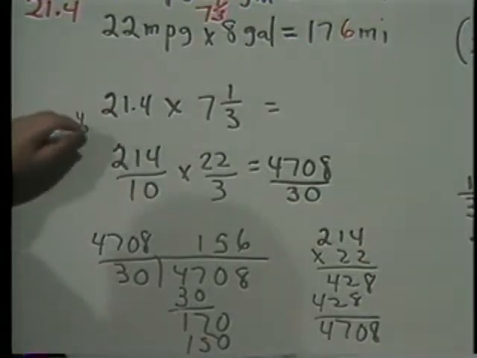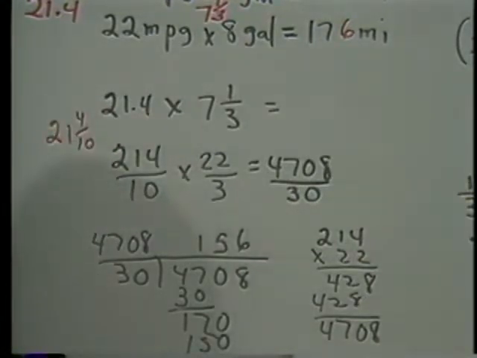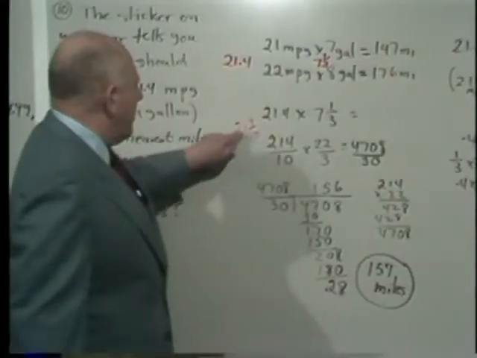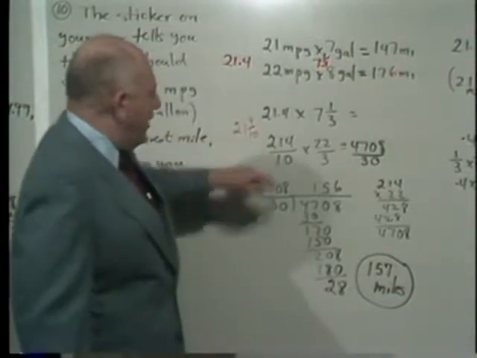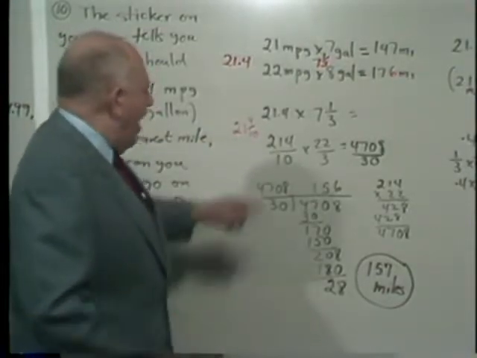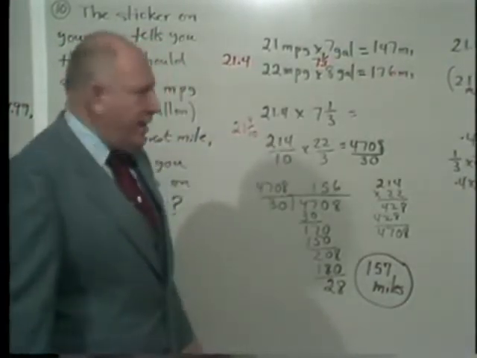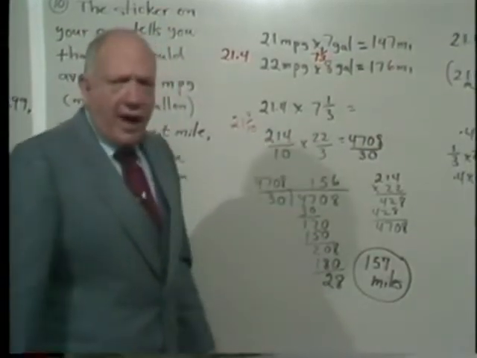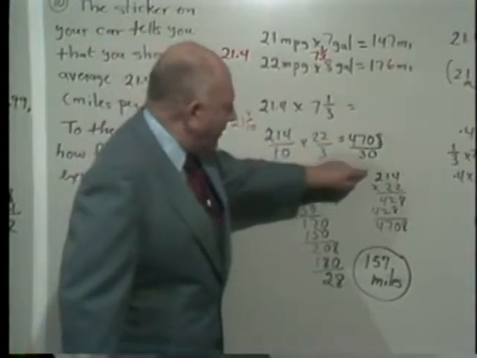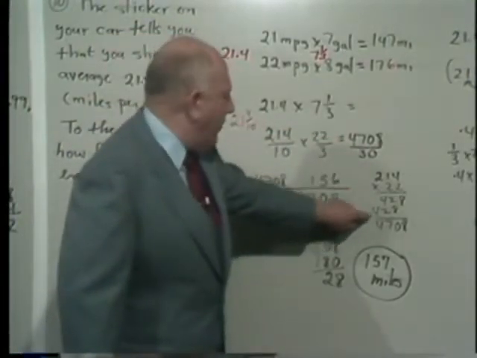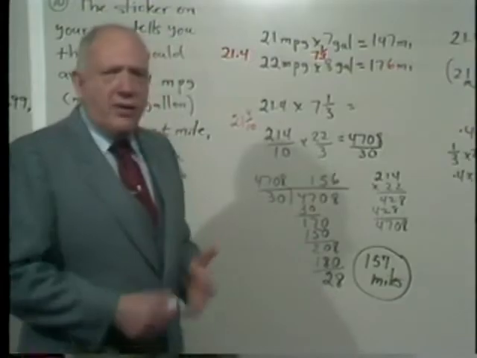Say 21.4 is 21 4/10. Then you can say 10 times 21 is 210, plus 4 is 214 over 10, and you get the same answer. Now we take what to do? We multiply the numerators. See, that's where the calculator is going to help us. When we want to multiply 214 times 22, we won't have to do something like this to get 4,708. We'll just punch it into the calculator.